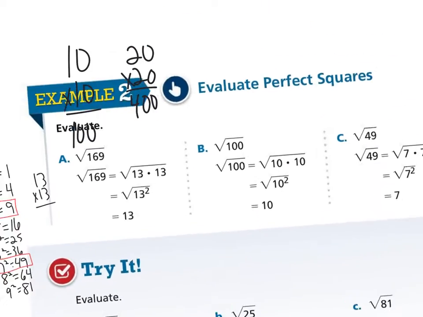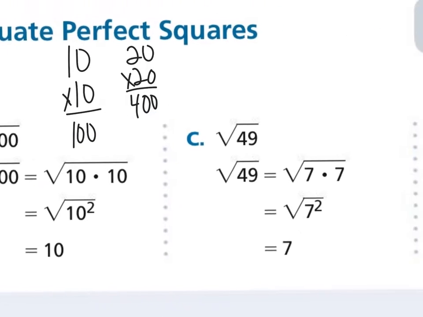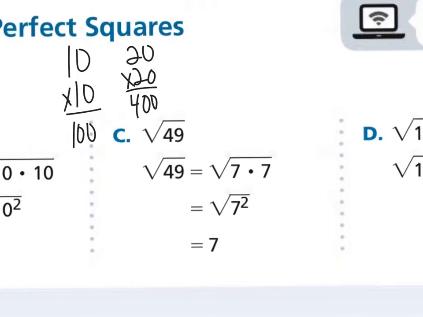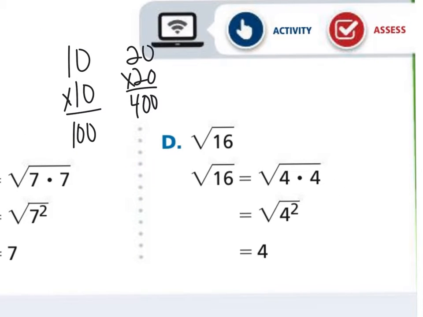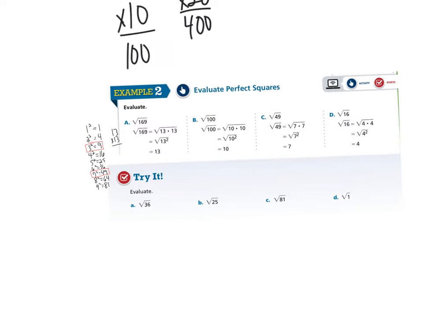Part B is square root of 100. You might remember that is 10. 10 times 10 is 100. C, square root of 49 is 7 because 7 times 7 is 49. And D, square root of 16 is 4 because 4 times 4 is 16. So they kind of started off with the hardest problem there, really, and worked their way down. Is kind of what happened.